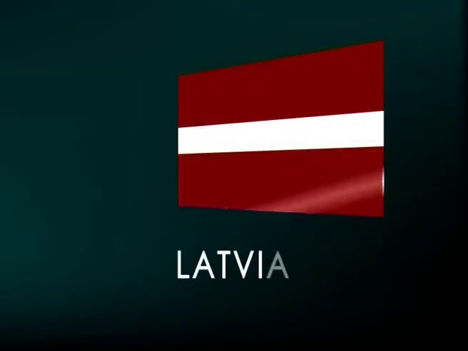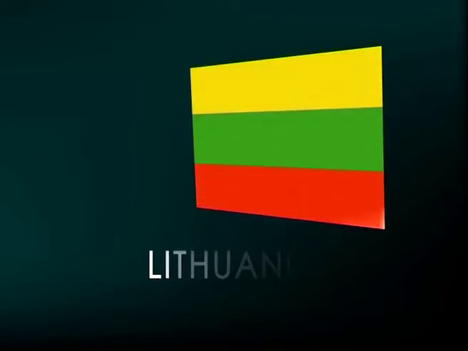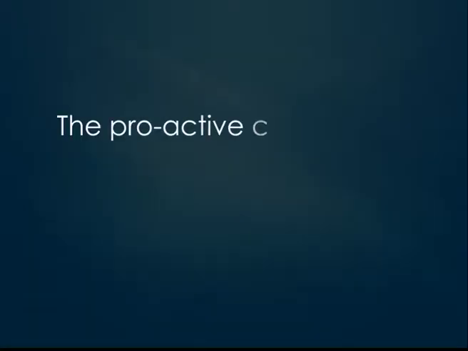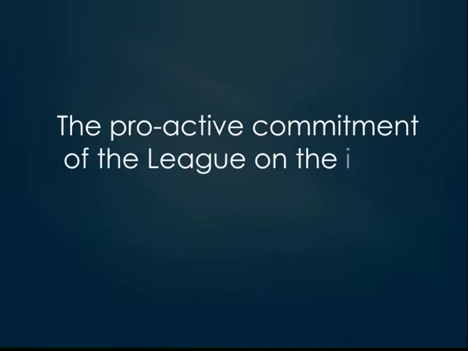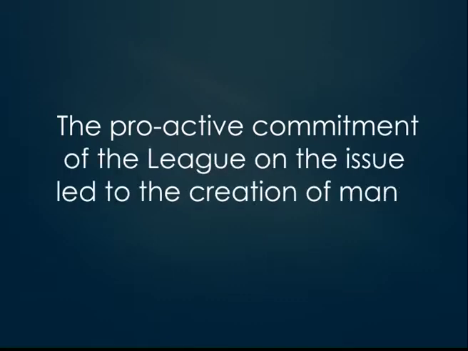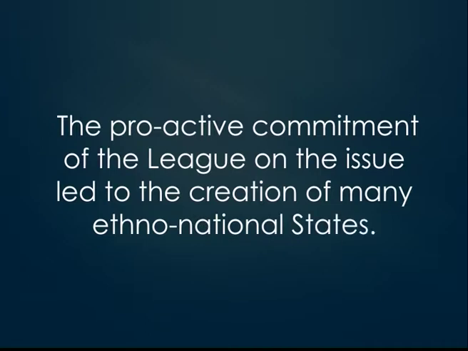The impact was so extensive that it resulted in the redrawing of the Russian Empire, as seen in the case of the emergence of Estonia, Latvia, and Lithuania. This was possible due to the increased activity of the League that could generate a diplomatic ambience. The proactive commitment of the League on the issue led to the creation of many ethno-national states.